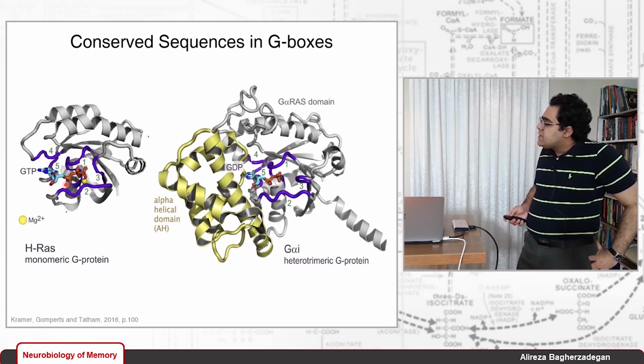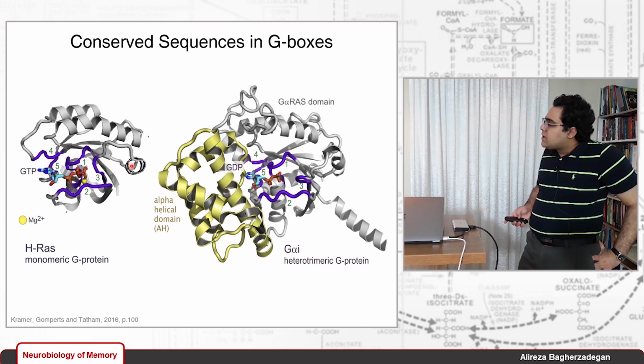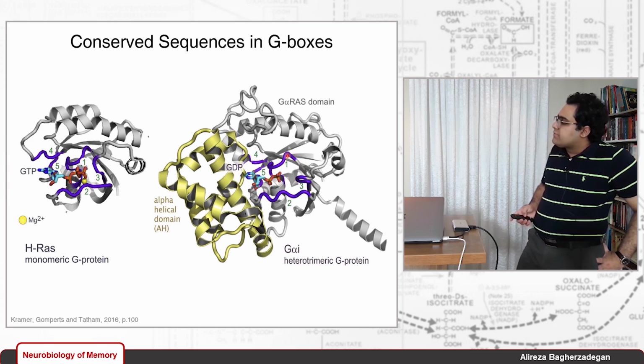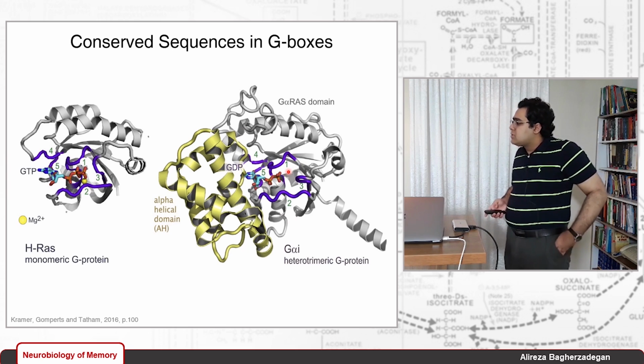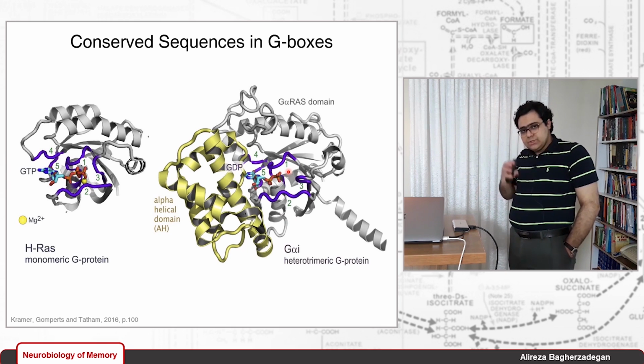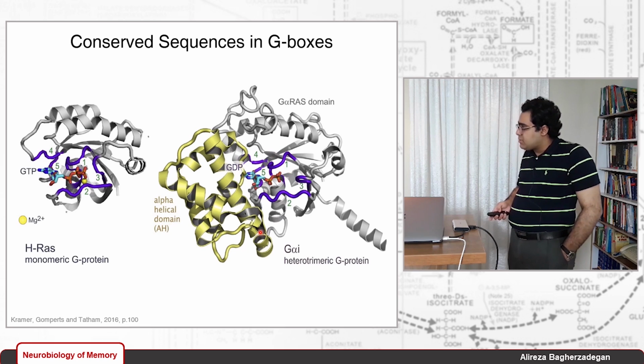And you can see those 5 conserved sequences, or those G boxes, in both H-Ras, which is a monomeric G protein, represented here in this blue color, and also in a heterotrimeric G protein, the alpha subunit of the inhibitory heterotrimeric G protein. Again, you can see those 5 conserved boxes here. Okay, so I just wanted to show you that we have some G boxes, conserved sequences, which are very important in GTP binding.